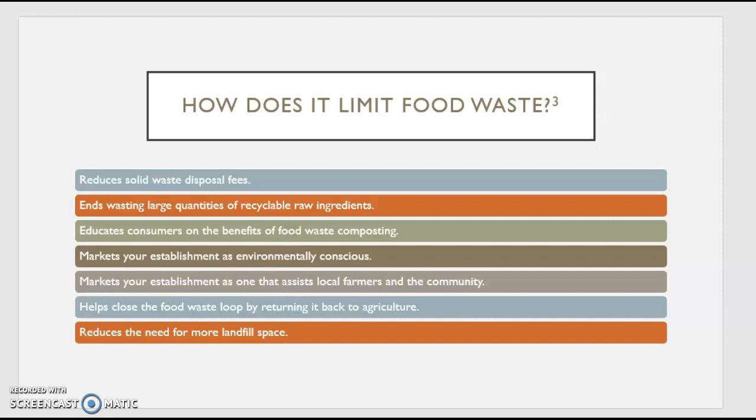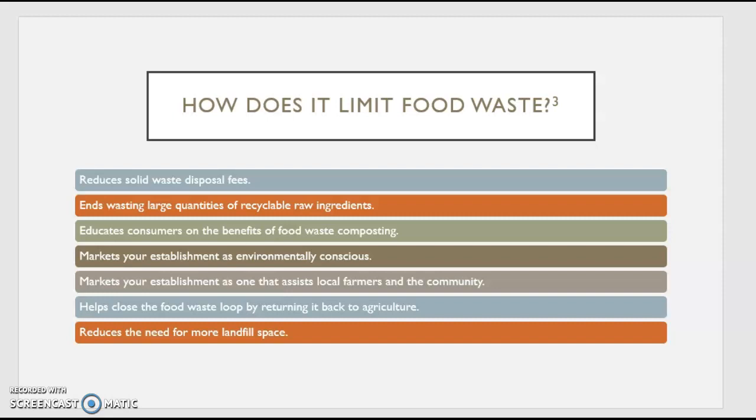Okay, so how does composting limit food waste? Whenever you compost, you are using yard waste and food waste to create a product that can help improve soils, grow the next generation of crops, and improve water quality. According to the EPA, they estimated that in 2018, 2.6 million tons of wasted food was composted. And that's equivalent to 0.42 pounds per person per day for composting.